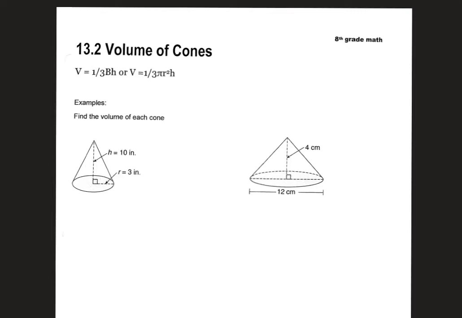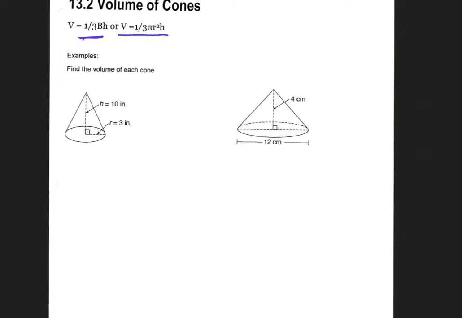Module 13.2 is volume of cones. If you look at the formula, it's the same formula as cylinders, except it's 1/3. That means a cone is 1/3 the volume of a cylinder. So you're just going to take 1/3 times pi times radius squared times height. Same thing that we just did, except you're going to take it times 1/3. So 1/3 pi r squared times your height.